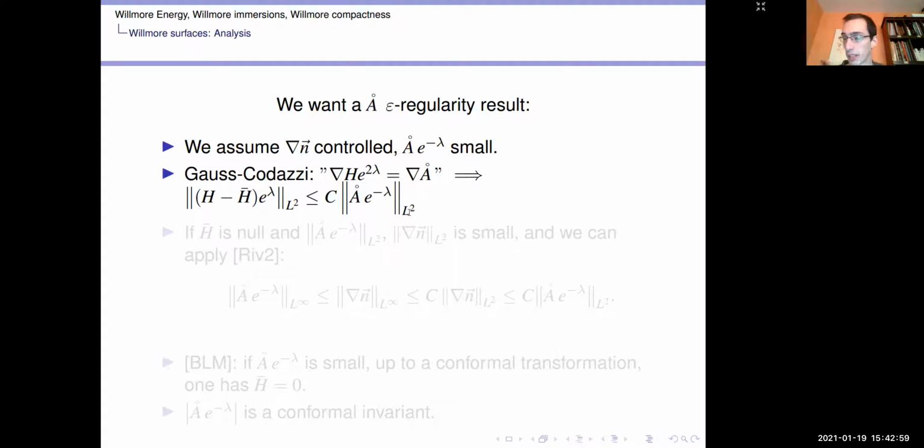So if we try a geometric interpretation, we say that if A naught is small, so if we are close to a round sphere, well, the surface is almost CMC, which is logical.